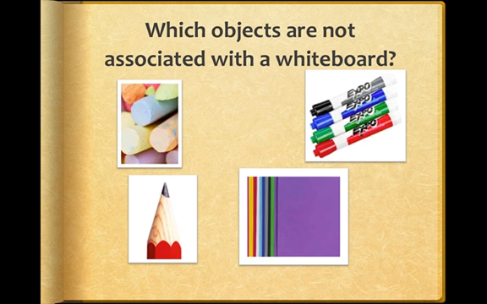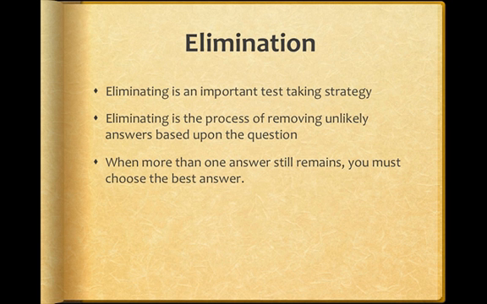Let's do an actual study of elimination based upon what we just did. Notice we took out what did not seem likely or a part of the answer. That's a strategy that test takers often use. It's removing unlikely answers based upon the question.